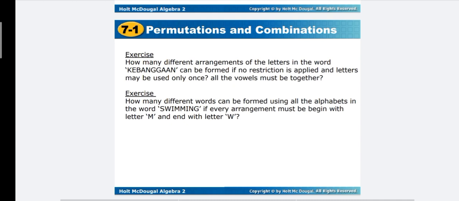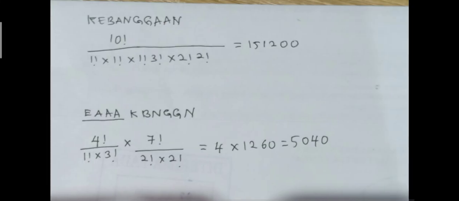Okay, so it seems that the word kebanggaan ni ada letter yang berulang, which is A, G dan N, kan? So we need to use the previous formula to find the arrangement ataupun permutation of this word kebanggaan. So it will be like this yang atas ni. So altogether kebanggaan we have 10 letter. So it will be 10 factorial divide dengan 1 factorial for K, multiply 1 factorial for E, multiply 1 factorial for B, multiply 3 factorial for A, multiply 2 factorial for N, multiply 2 factorial lagi untuk G.